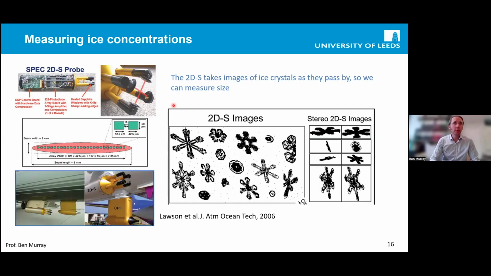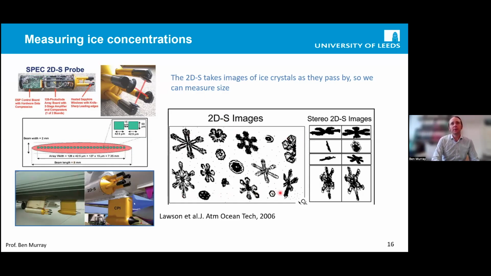So the primary instrument we've used for measuring ice concentrations in ACAO and M phase is the 2DS. This is a 2D instrument which takes images of the ice crystals as they pass by these cameras. It's positioned on the outside of an aircraft. This image is from Paul Lawson's paper, where it's on the main body of the fuselage of an aircraft. Ours is out under a wing. But the sort of images you get are like this.